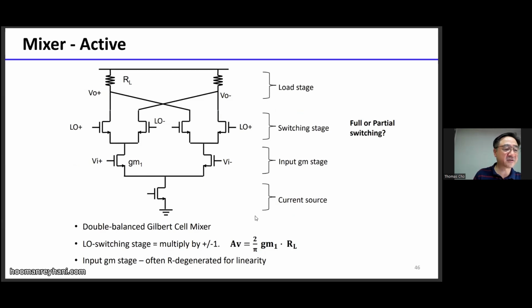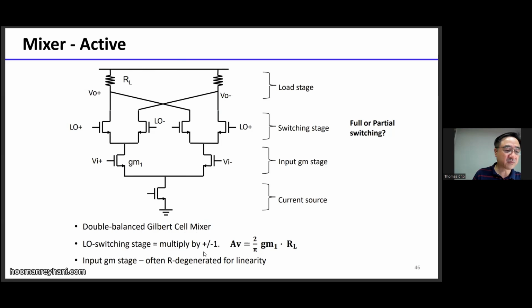Okay, let's move on to the mixer. Well, this is a Gilbert style mixer, very typical design. At the bottom, you have a current source and an input gm, and depending on the headroom, sometimes the current source is not there. You can have just the input connected to ground, a simple common source stage here, and you have a fully switching stage and the load stage.